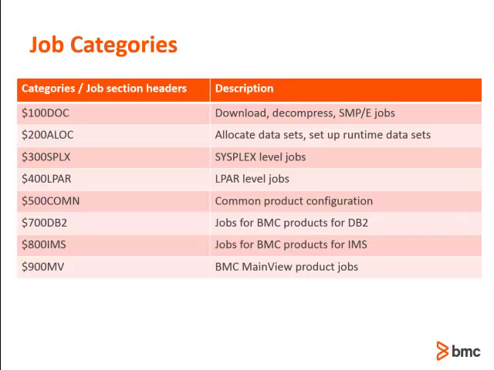For example, if I'm going to deploy the products to another LPAR, but in the same sysplex using the same runtime libraries, I should start with the $400 series of jobs on the subsequent LPAR and continue through the remaining series of jobs. If I'm going to deploy these products to another DB2 subsystem, I just need to run the $700 series jobs pointing to the new DB2 subsystem identifier. For more information on deployment, see the quick course on product deployment.